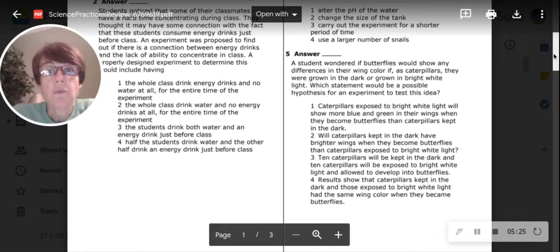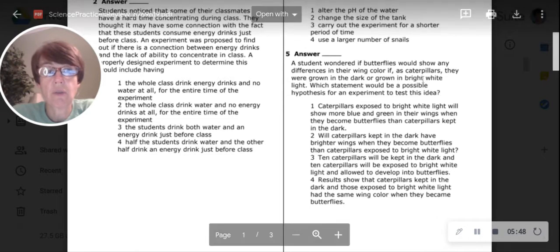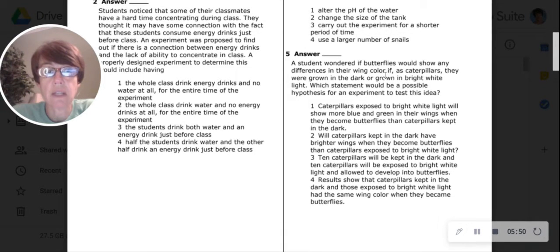Number 5, a student wondered if butterflies would show any differences in their wing color if, as caterpillars, they were grown in the dark or grown in bright white light. Which statement would be a possible hypothesis for this experiment? So what are we changing for the butterflies? That's going to be our independent variable, which is, are they grown in the dark or are they grown in the light? So the amount of light is going to be our independent variable. We're going to measure or observe, in this case, the wing color.